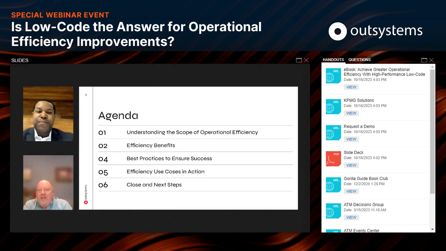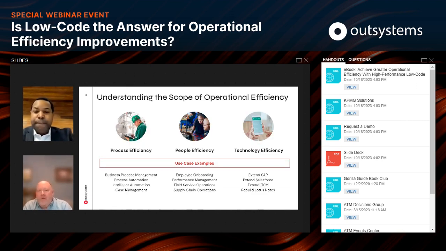Everyone, for joining us today. I'm excited to be talking with Mike about operational efficiency. Just a quick rundown of our agenda. First thing we're going to look at is, what is the scope of operational efficiency? And then we're going to dive into some of the benefits associated with it. From there, I'm eager to hear some of KPMG's best practices that Mike and his team use and learn some of their keys to success. And then we're going to cover some use cases, kind of where the rubber meets the road, customer stories, and understand how they're applying low code to address operational efficiency before we do a quick summary and wrap up.